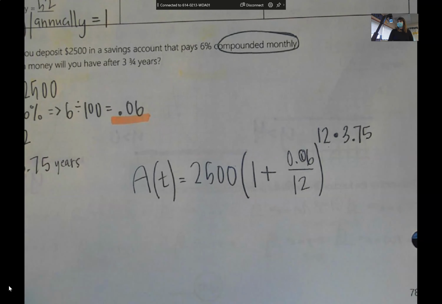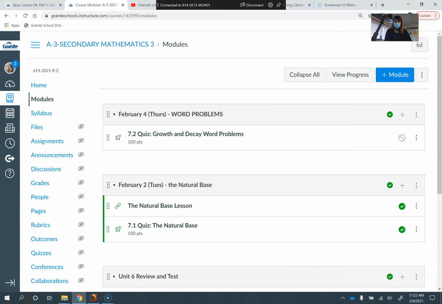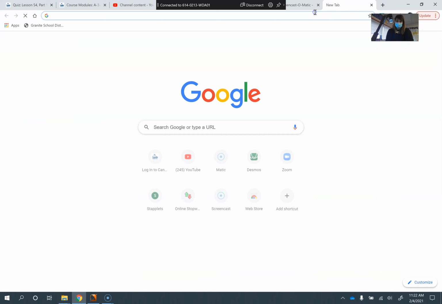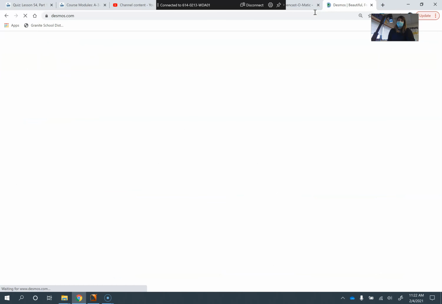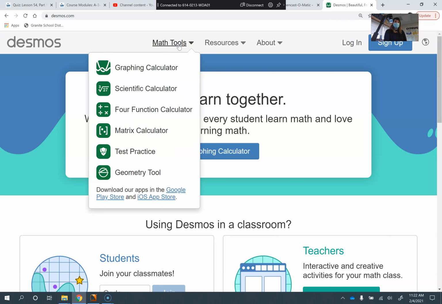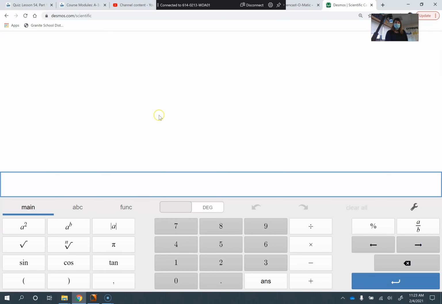So I'm going to use Desmos because I know all the buttons. You can use your Canvas calculator if you want. Doesn't matter what you use. But I would strongly advise you to really do this and not just let me do it for you. So I'm going to go to Math Tools and click on the Scientific Calculator. It's the second option. And then it's going to give you a bunch of buttons that you can use.